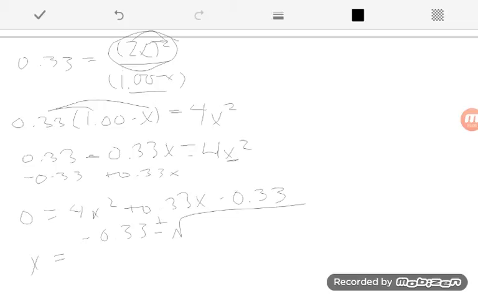plus or minus the square root of, oops, sorry, my cat was trying to get involved.